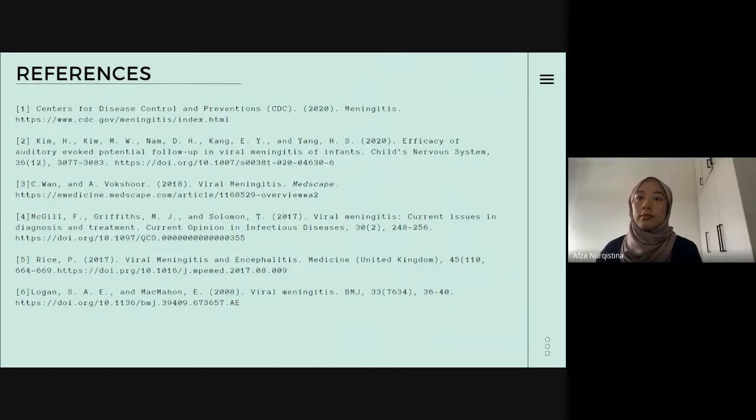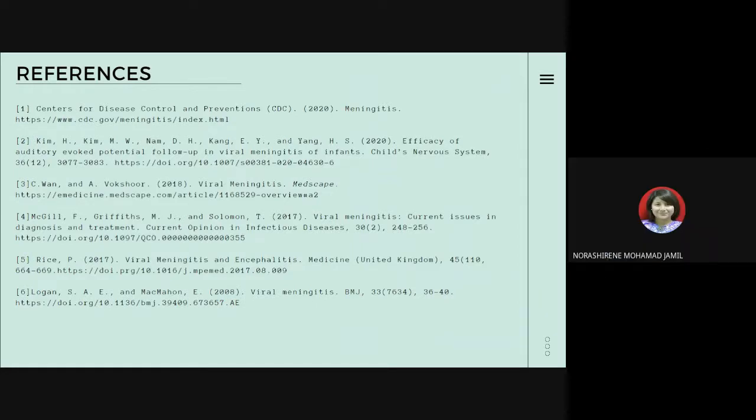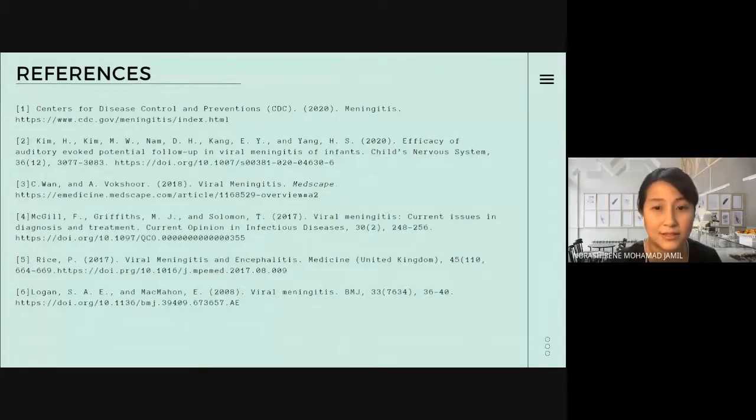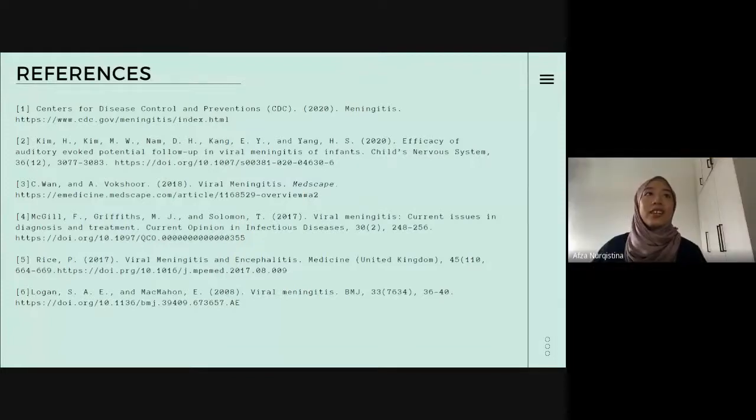Afza? Yes. Why do you think it's more prevalent in young adults in comparison to the elderly? Elderly, okay. Thank you for the question. That's the result that you have also covered, right? Yeah, true. Okay.